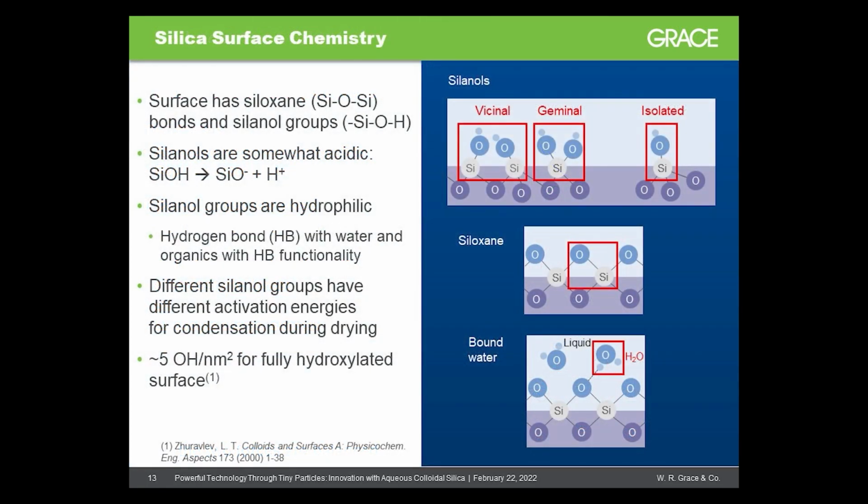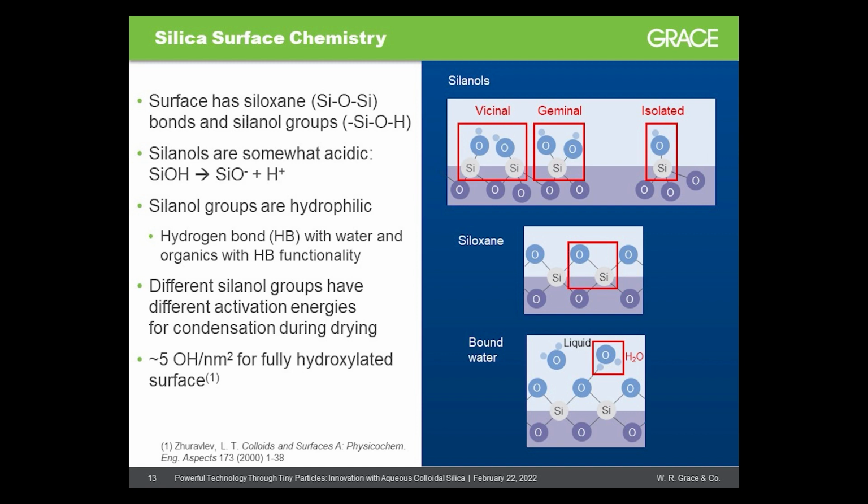We will now describe in more detail the chemical nature of the colloidal silica surface. It consists of silanol groups and siloxane bonds. The silanols demonstrate different types of coordination. Adjacent silanols from separate silica nuclei are termed vicinal silanols. Two silanols per silicon nucleus are termed geminal silanols, and those that are separated are termed isolated.